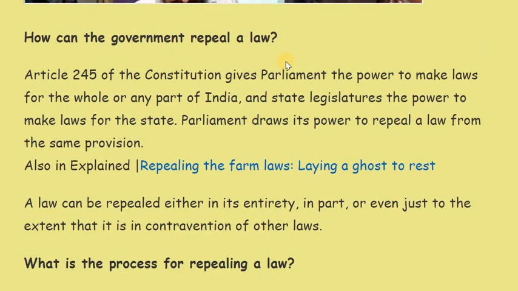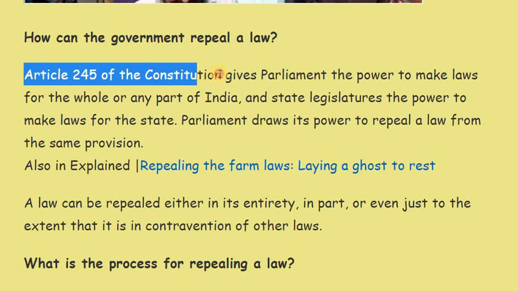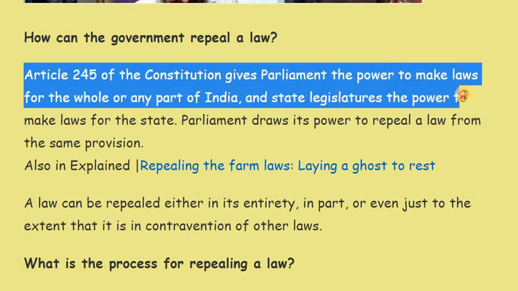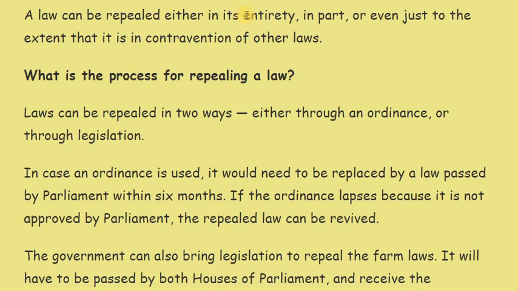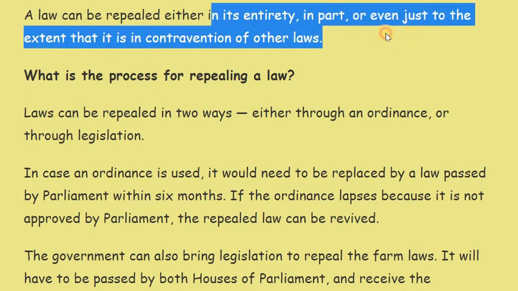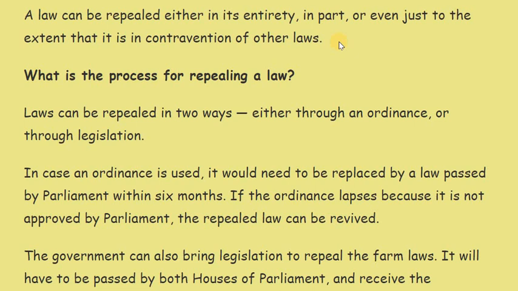How can the government repeal a law? Article 245 of the Constitution gives Parliament the power to make laws for the whole or any part of India, and state legislatures the power to make laws for the state. Parliament draws its power to repeal a law from the same provision. A law can be repealed either in its entirety, in part, or even just to the extent that it is in contravention of other laws.